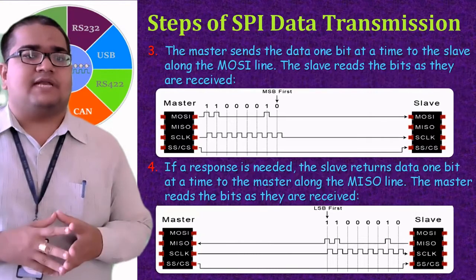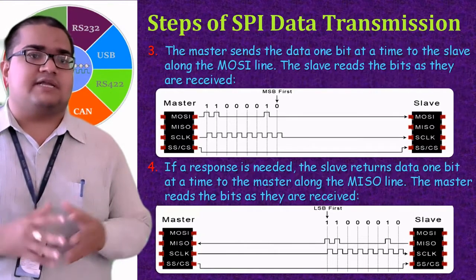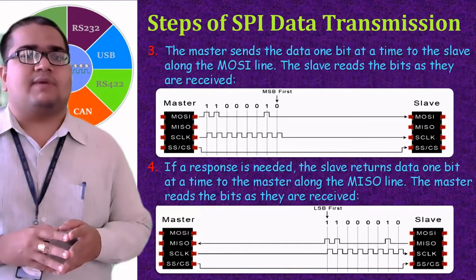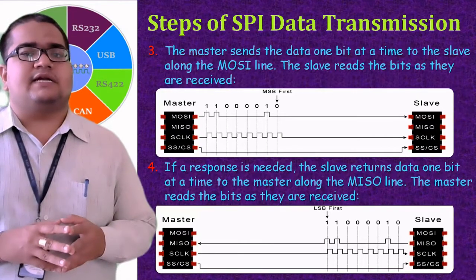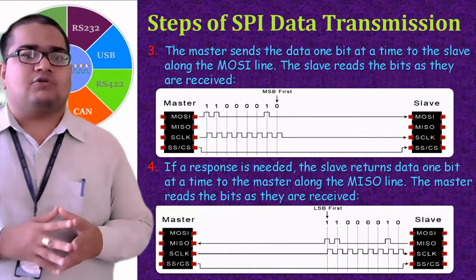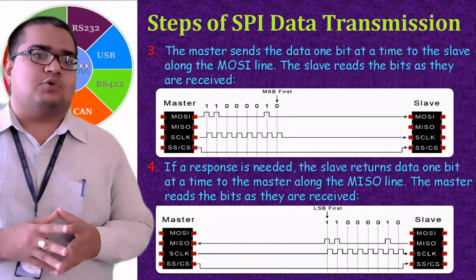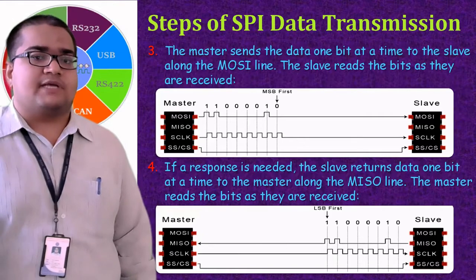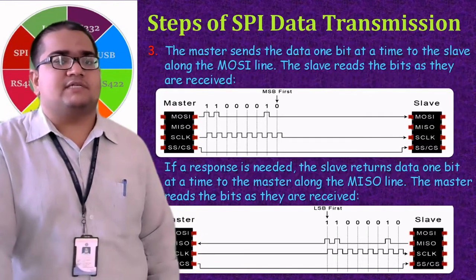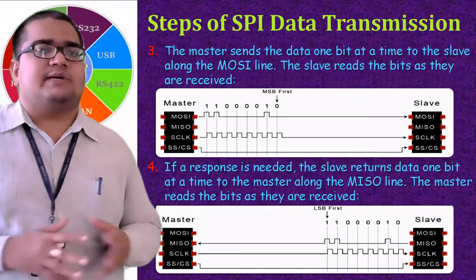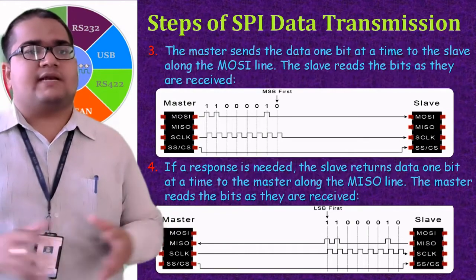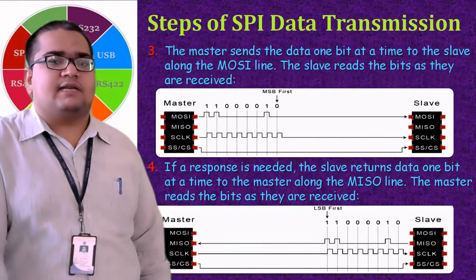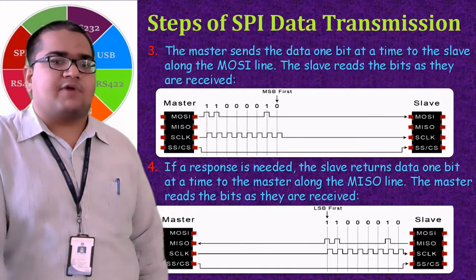And suppose the slave wants to transmit back, or the master demands the slave to send some data to be read by the master, the slave can again send that data back to the master on the MISO, master input slave output, line. So by this the full duplex communication can be established between the master and slave, where the master can transmit and the slave can transmit, and both can receive at the same time simultaneously. That is why we say this is a full duplex type of communication.